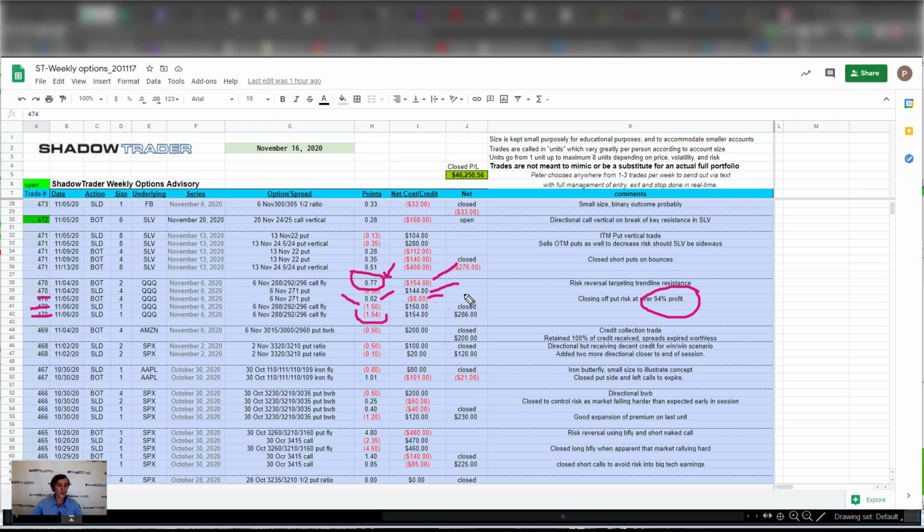And then when we ended up selling one of them for $1.50 and another for $1.54, it's really all gravy at that point, and it's all profit.